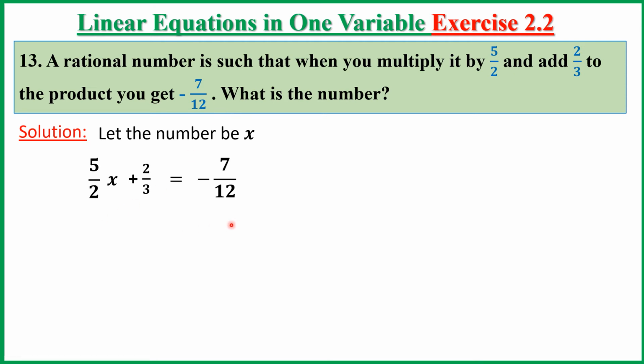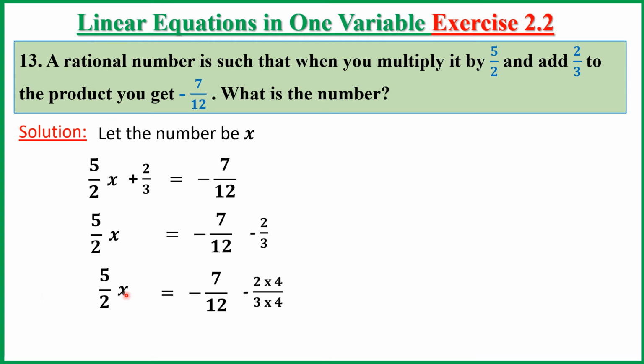Now we got the equation. So here 5 by 2x plus 2 by 3 equals minus 7 by 12. This plus 2 by 3 when transposing to our right hand side will become negative 2 by 3. So 5 by 2x equals minus 7 by 12 minus 2 by 3. So here minus and the denominators are different, I have to take the LCM. Here for 12 and 3, 12 is the LCM. So 5 by 2x equals minus 7 by 12 minus, for 3 you have to multiply numerator and denominator by 4. So 2 into 4 divided by 3 into 4.